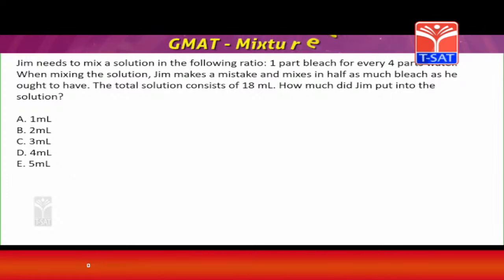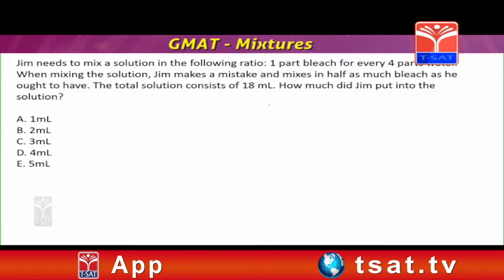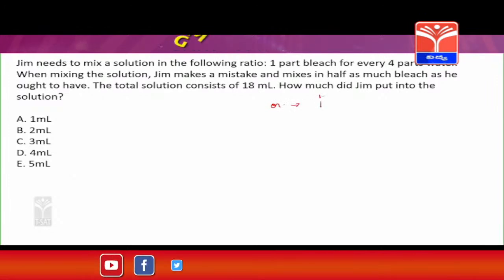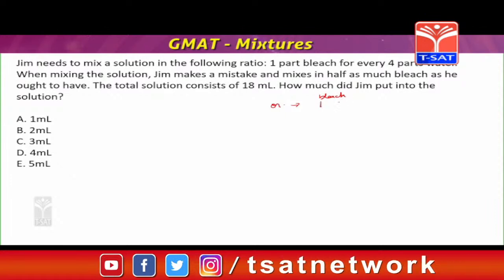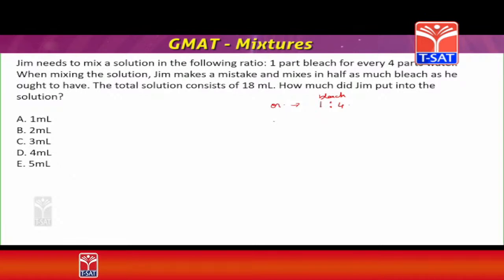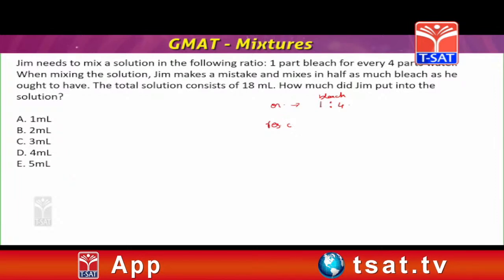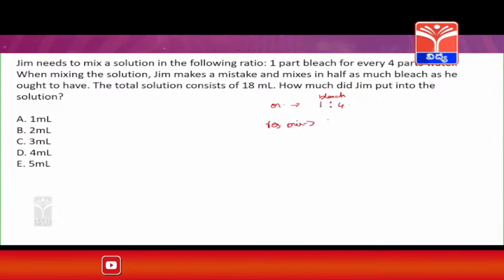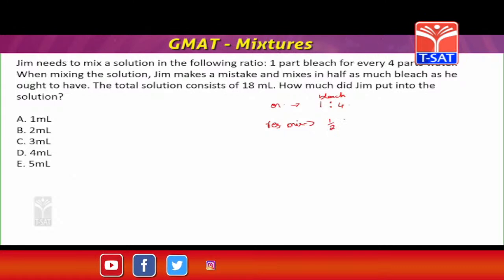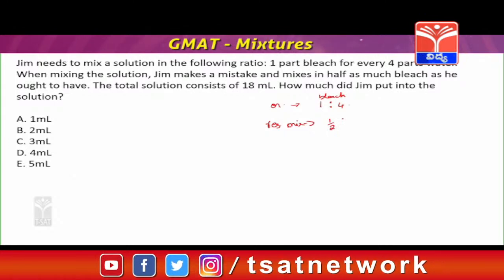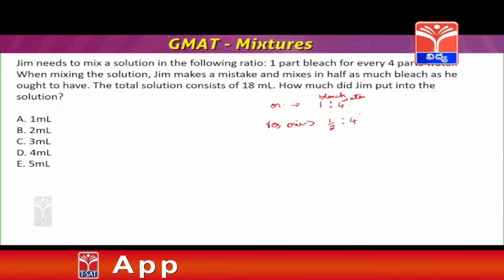How much did Jim put into the solution? Okay. So, the original ratio that has to be followed is 1 part bleach to every 4 parts water, that is 1:4. But instead of that, he makes a mistake. As a result, the mixture has half a part of bleach. Instead of 1, he mixes only half as much bleach, and water will be the same, that is 4 parts.